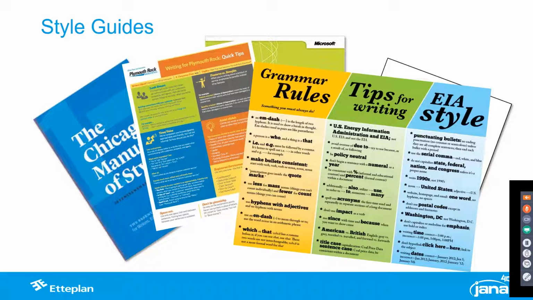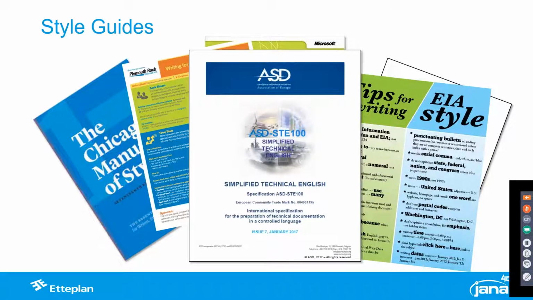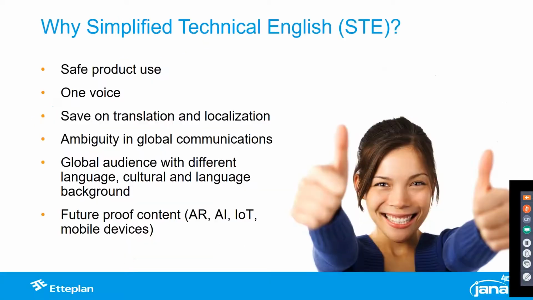And then in 1983, and candidly, this started in aerospace and defense, there was something called Simplified Technical English as a specification. It's an open standard, and it's a free standard, meaning if you Google ASD STE 100, you can get a copy of it. It's roughly 380 pages, I think. And what we'll be talking about today is that flavor as a style guide. So next slide, please.